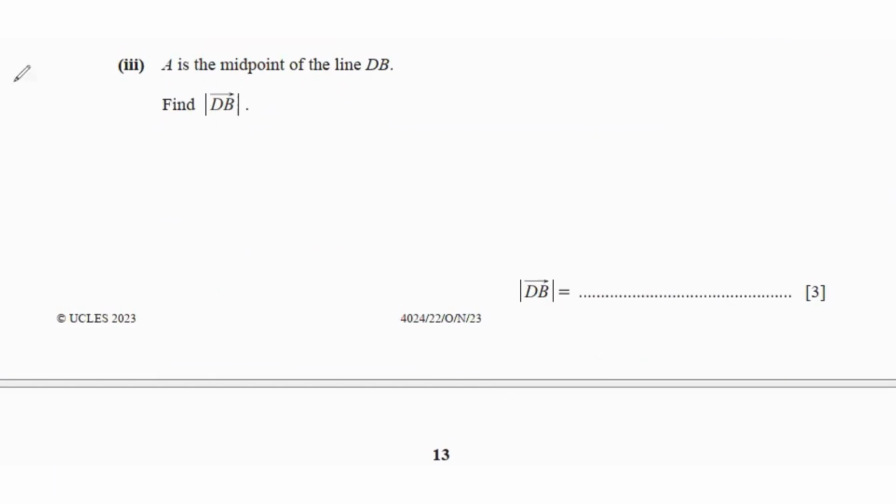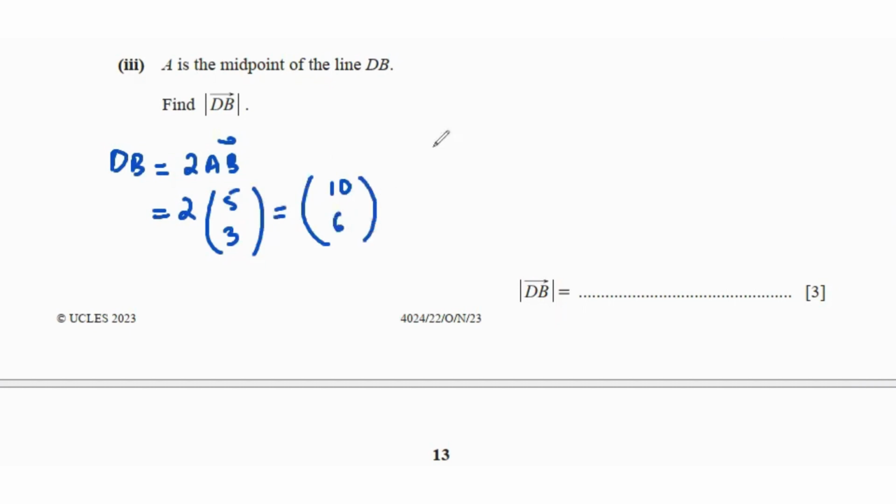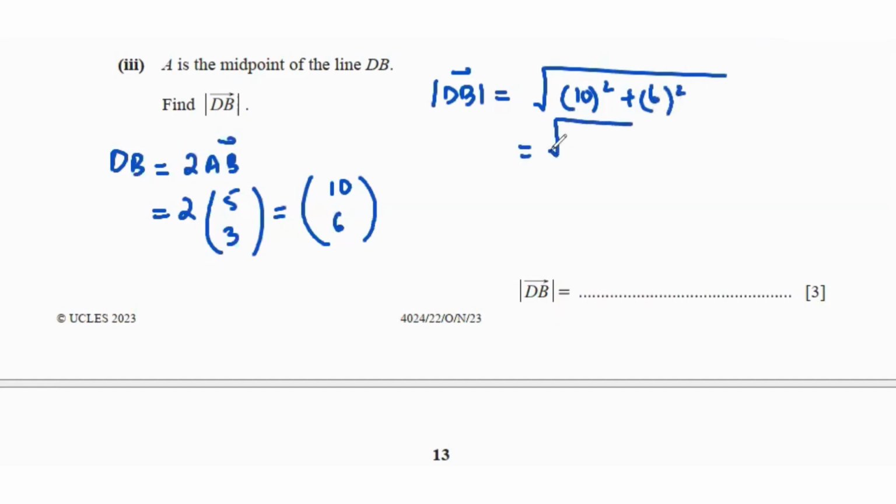Then it says A is the midpoint of the line DB, find DB. So if A is the midpoint of line DB, that means DB is going to be twice of AB. That's 2 times 5 and 3, which is 10 and 6. So now the magnitude of DB will be the square root of 10 squared plus 6 squared, 100 plus 36, which is square root of 136, and that is going to equal 11.7.